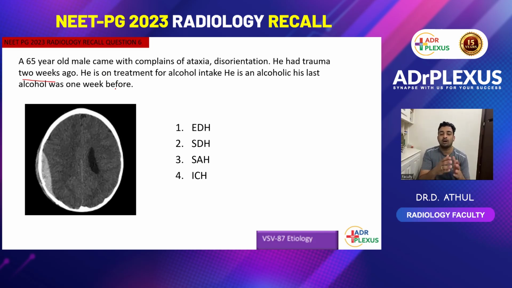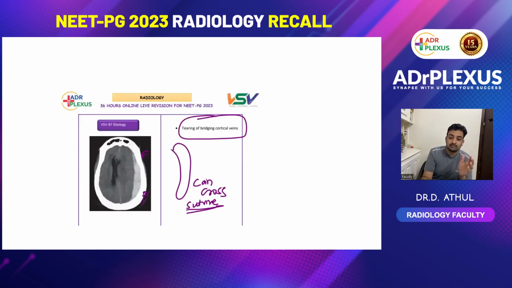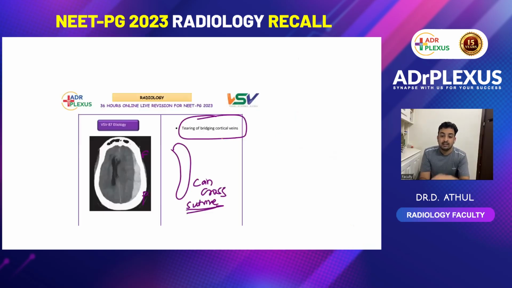Anyway, we discussed how EDH looks in CT and how SDH looks in CT. If the image is given as a biconcave image like this, then it will be EDH, and if it is concave or convex like this, then it will be an SDH. One more important thing we have to look at is whether the bleed is crossing the suture lines. Some people were telling that in the image it was extending like that and crossing some suture lines. If the bleed is crossing the suture lines, then the answer will be subdural hemorrhage. That is the take home point, because EDH will not be able to cross the suture lines. Only subdural hemorrhage will be able to cross the suture lines.